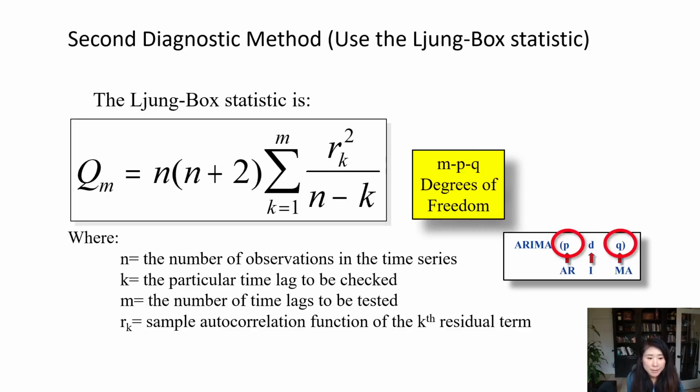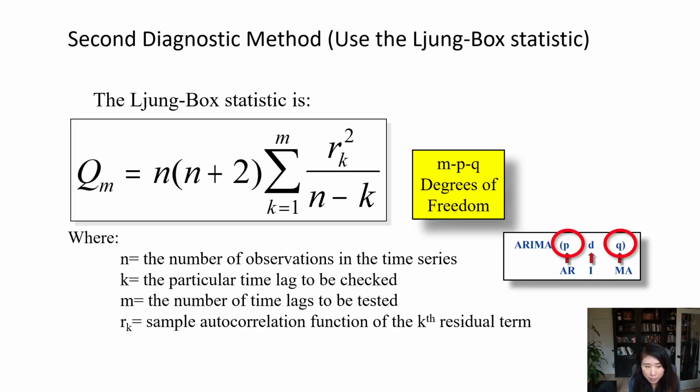In this video, we will start to look at the second method we can use to do the diagnostics. Basically, this test allows us to check if, after we feed our time series data to our ARIMA model, we are able to generate white noise or not. This test is called the Ljung-Box statistic.